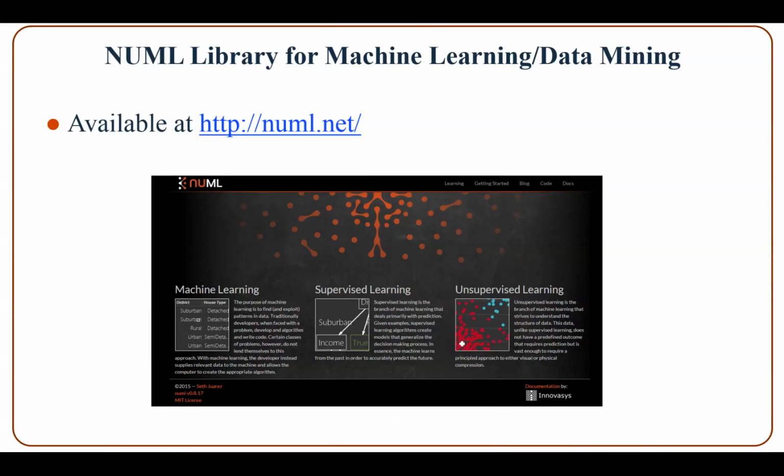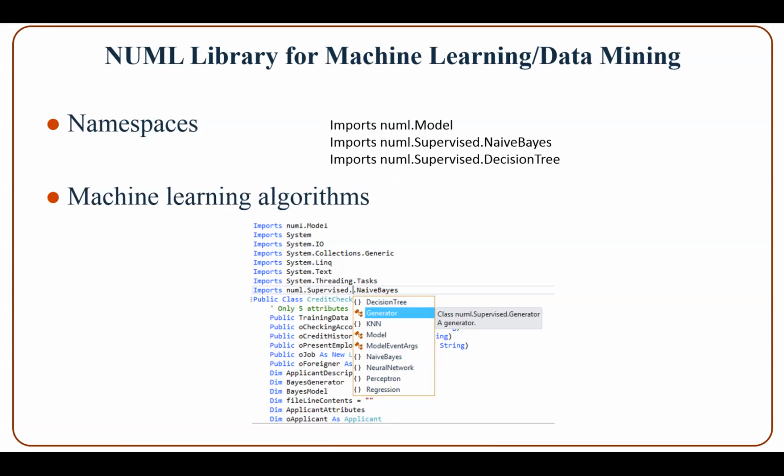Next is the NUML library for machine learning and data mining purposes. This library is available at NUML.net. So you will download the library, add a reference to the DLL file, and then specify the namespace.